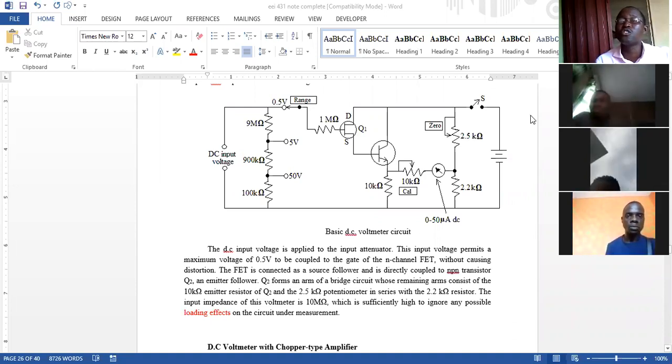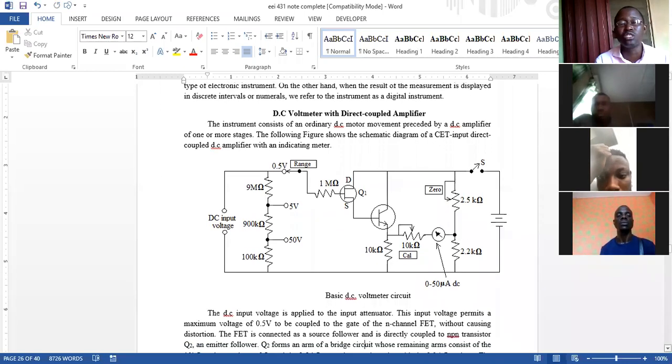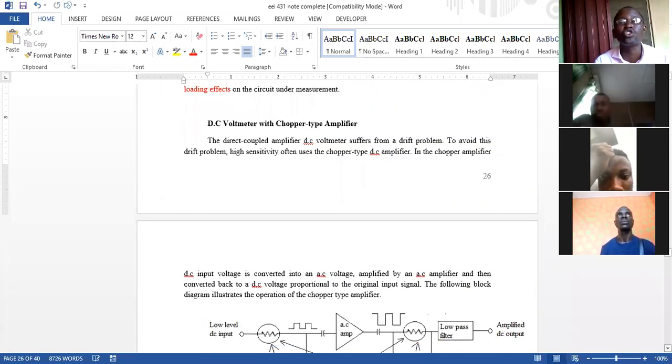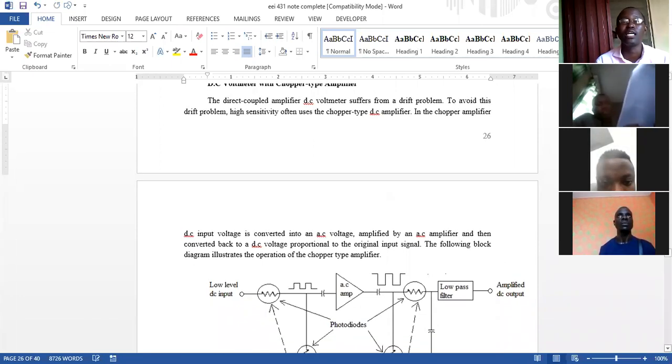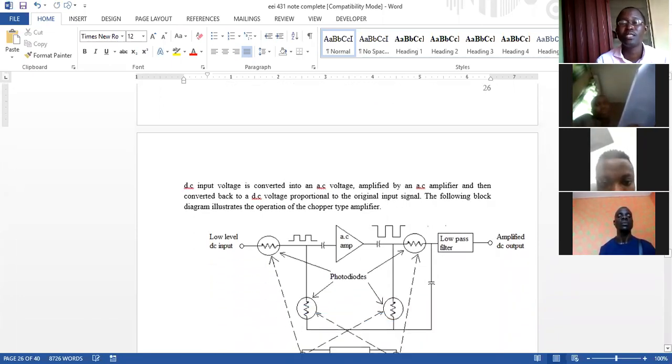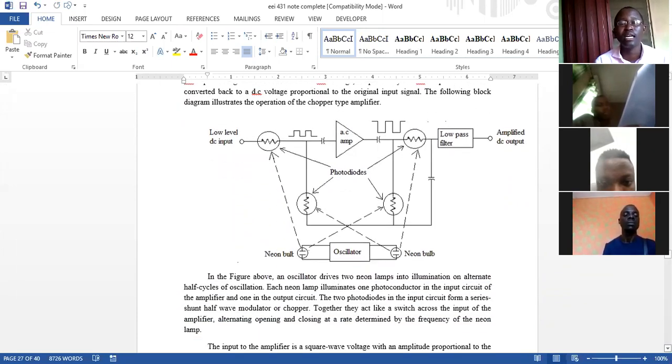That's the DC voltmeter with direct coupled amplifier. Now, like I said, all of these devices use the same principle internally with slight differences. So let's look at the second one that we're going to deal with today. That is the DC voltmeter with chopper type amplifier. Now here also we have something similar to what we had earlier, but with a little bit of difference. So this is the kind of block diagram that represents the operating principle of the device. This is the block diagram.